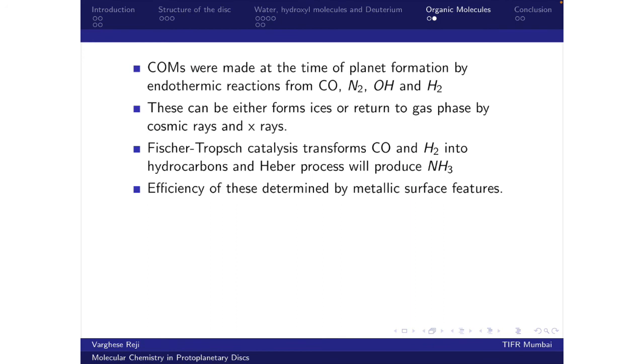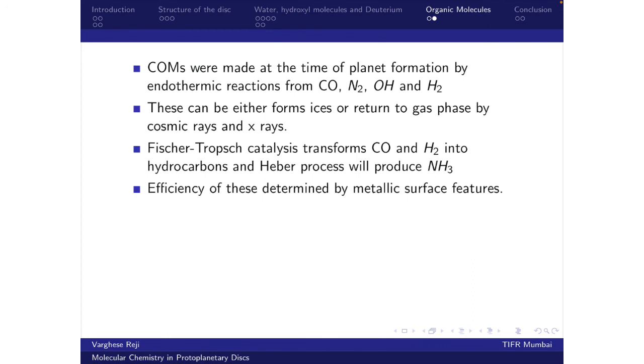Turbulence in the disk is also important in the evolution of molecules. It results in the mixing of several complex organic molecules, resulting in a diversity of organic molecules. Fischer-Tropsch catalysis can produce hydrocarbons from CO and H2. The Haber process can also produce ammonia molecules. Both of these reactions occur in the presence of metals.